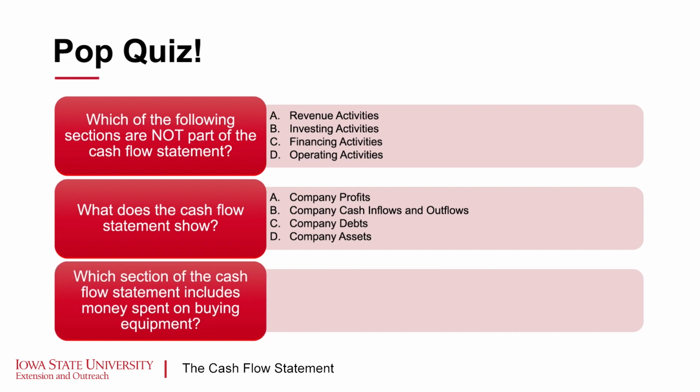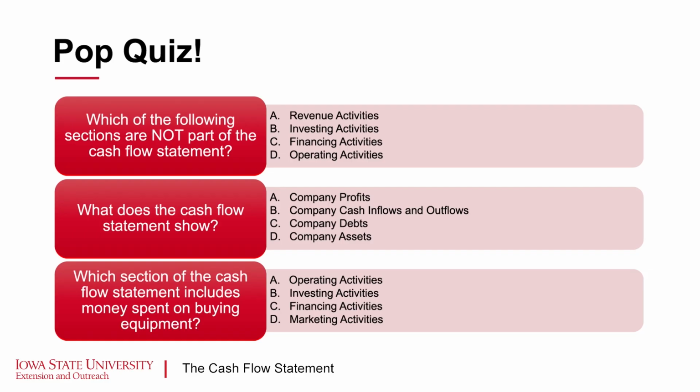Question 3. Which section of the cash flow statement includes money spent on buying equipment? A. Operating activities, B. Investing activities, C. Financing activities, or D. Marketing activities? If you need extra time to determine each answer, feel free to pause the video now. We will show the answers in just a few seconds.